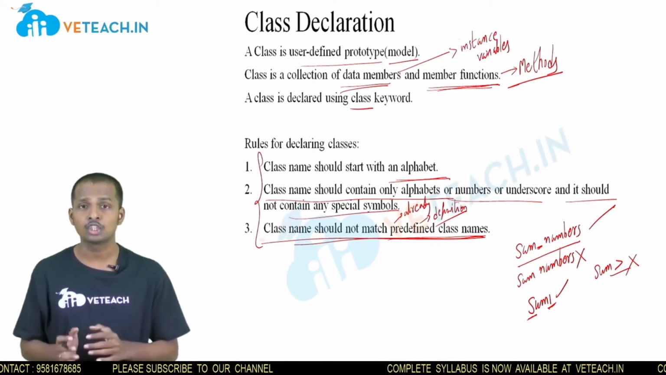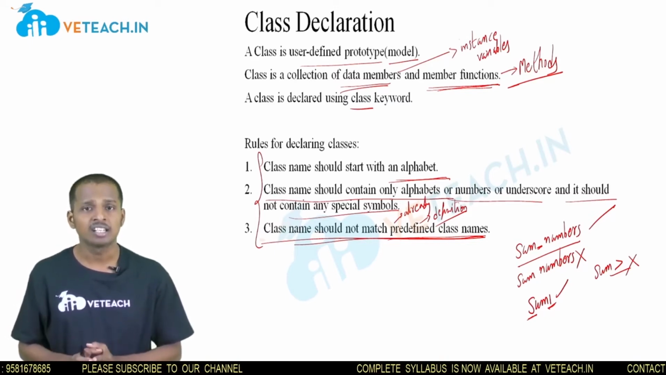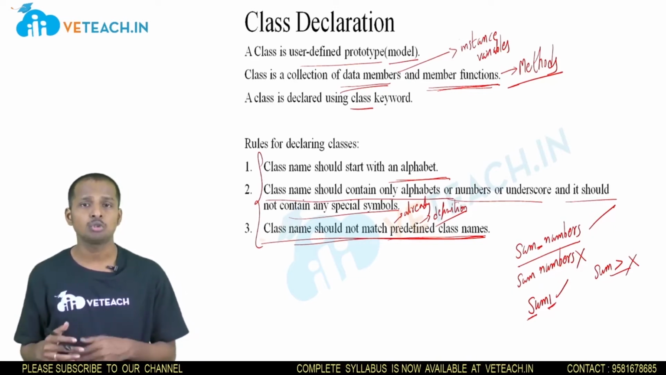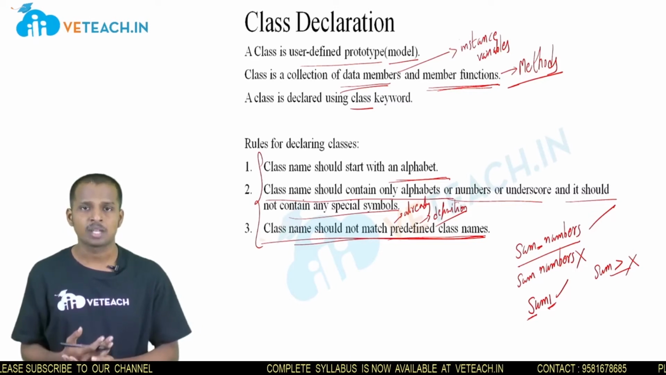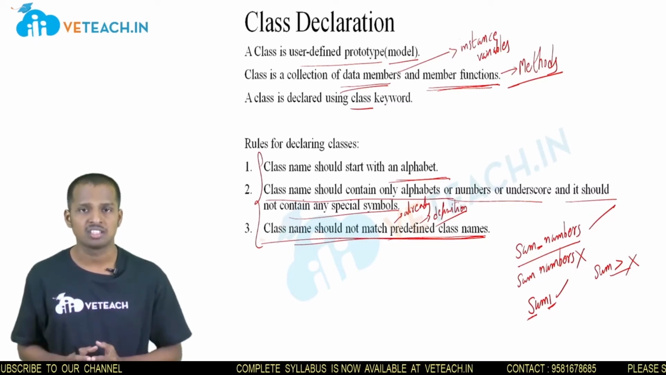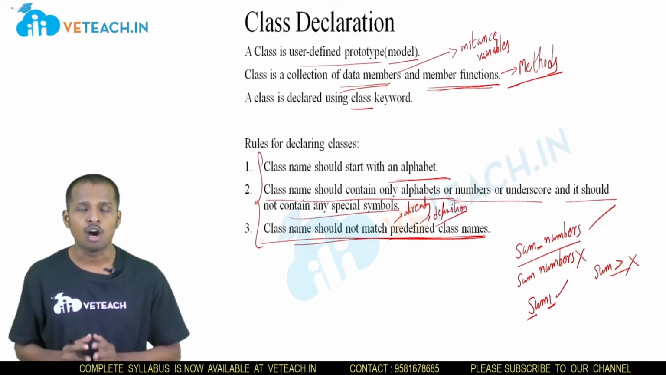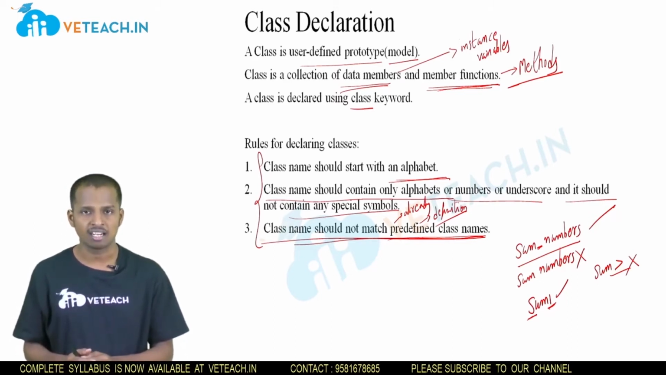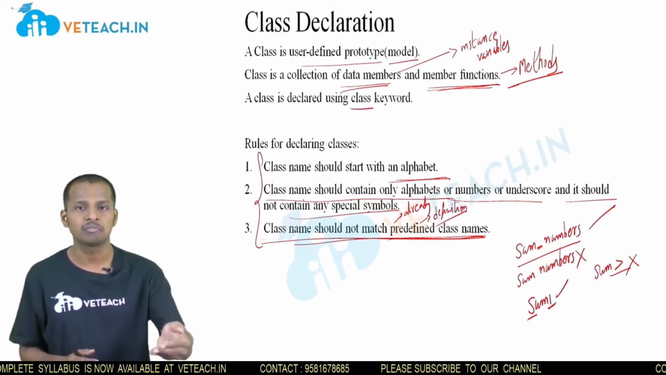The third thing is it should not match with any predefined class names, because if you use any predefined class names, you are trying to change the definition of the class, but you cannot change it. If you try to use it, the compiler, during compilation itself, is going to generate an error because it's already mapped with the predefined class name.